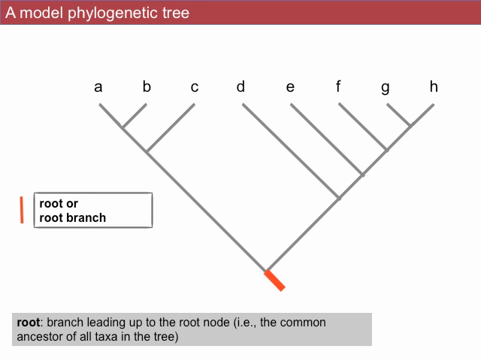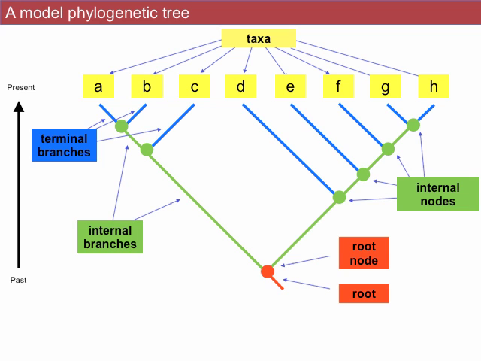Just like with nodes, we have different kinds of branches. We have internal branches on the inside. We have terminal branches going up to the tips. And we have one special branch called the root, or the root of the tree, or the root branch. And the root branch is very important for many purposes, as we will see certainly in the next week or so. It's the branch leading up to the root node, and it's the branch leading up to the most recent common ancestor of all the taxa in the tree.